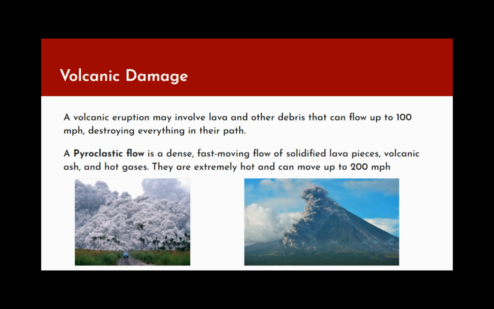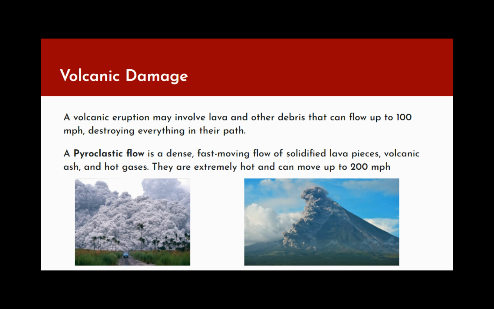So, damage. So lava flows, while you can probably easily outrun them, and these pyroclastic flows, direct contact with this stuff is devastating. A volcanic eruption can involve lava, debris, ash, these little volcanic rocks called pumice, that can flow up to 100 miles an hour, destroying everything in their path.